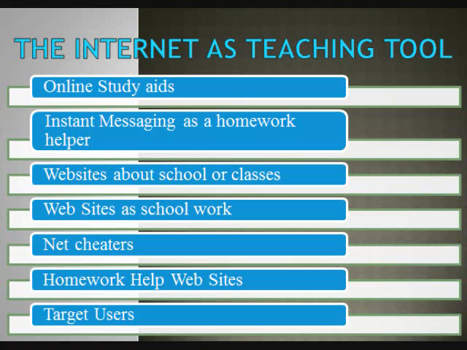Homework help websites. Search engines like Google, Yahoo, and Lycos are examples of homework help websites. These sites serve a variety of purposes, from online tutoring to term papers written by other students. Target users. Almost every homework help site specifies what age group or grade level it is intended for. Most of the sites explored catered to middle school or high school students.